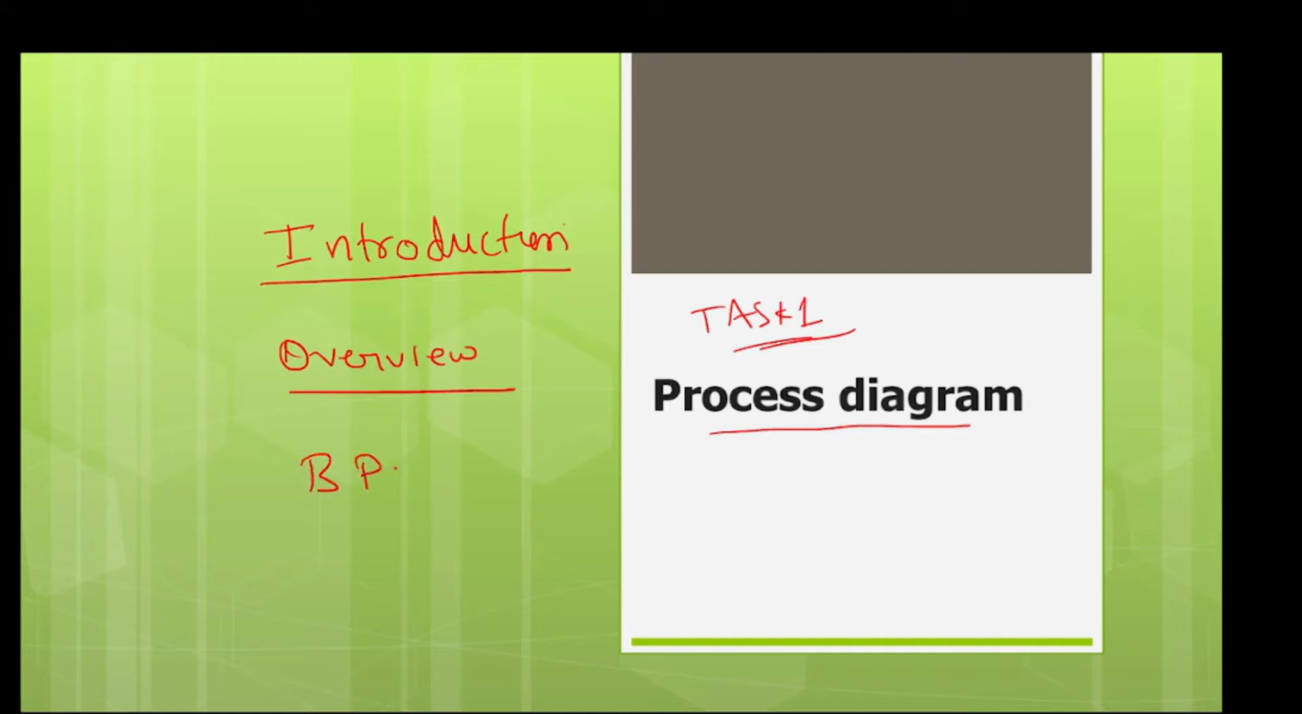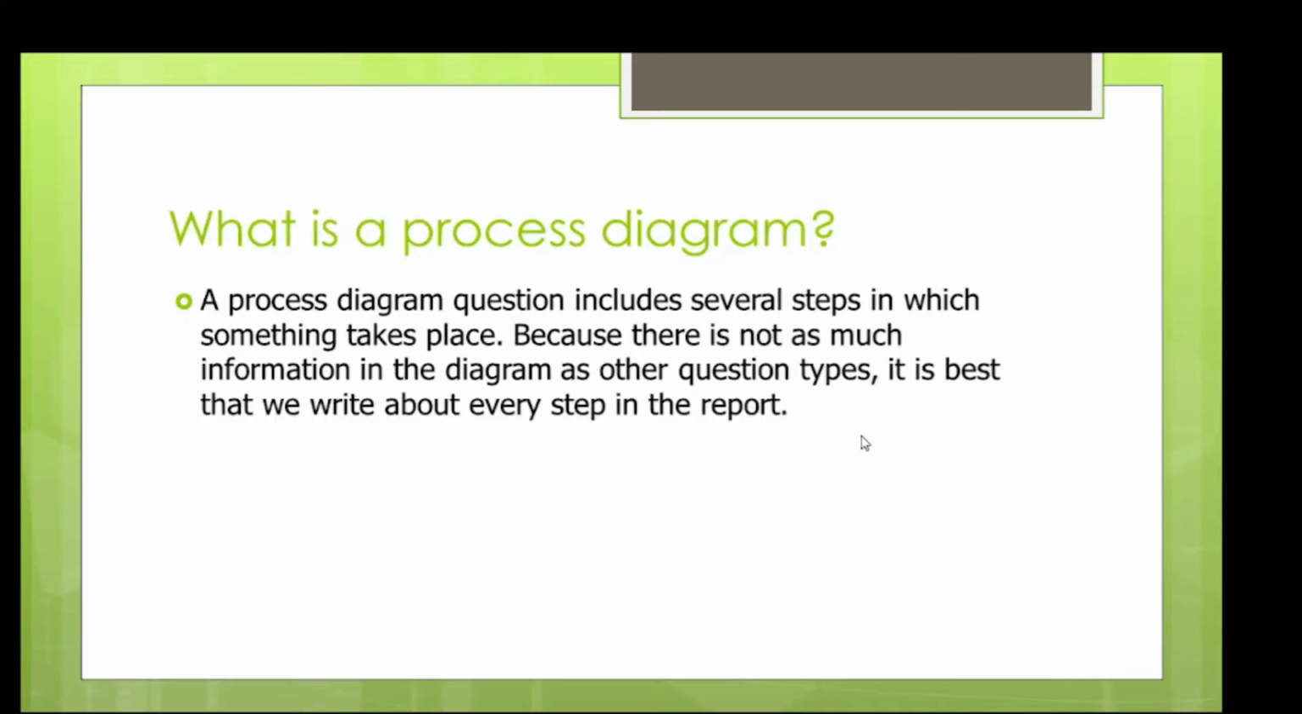Then we will write 2 body paragraphs. We'll write the information and do the comparison of the data that is provided in the diagram. So this is the basic format of report writing. Today we are going to discuss process diagrams. So basically, what is a process diagram?